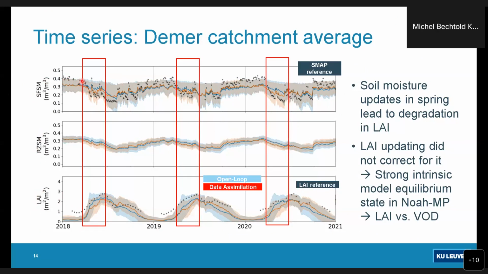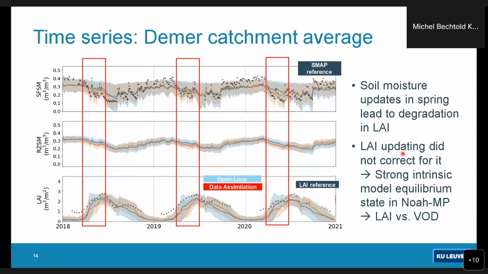You can see that by assimilating backscatter, we get closer to the SMAP reference data in the spring, when the SMAP data also indicates a drying, which is not in the open loop. And you can see that this has a strong impact on the modeled leaf area index, and that this is actually causing the major part of the degradation that we see. So soil moisture is lowered and that decreases leaf area index, so it lowers the vegetation growth, but that's actually not in the reference data.